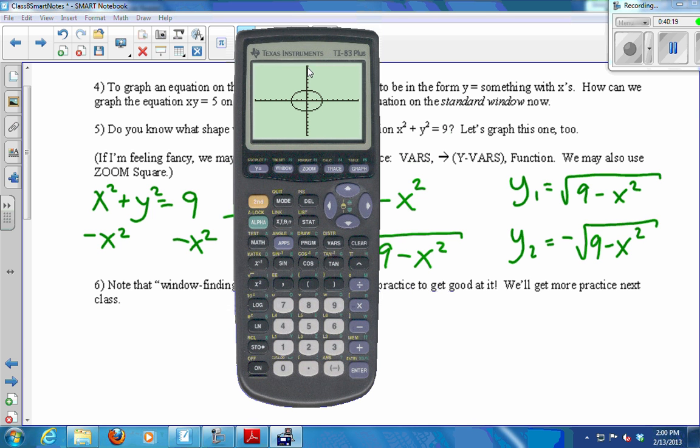Yeah, the screen is wider than it is tall. So we have 20 units of distance along x, right? -10 to 10. And 20 units of distance along y squished into a smaller space. So it's squishing my circle. So the way to fix it is in the zoom menu. There's an option called zoom square, and it will make the distance between tick marks equal on both axes. So you hit enter, and now it looks more like a circle.